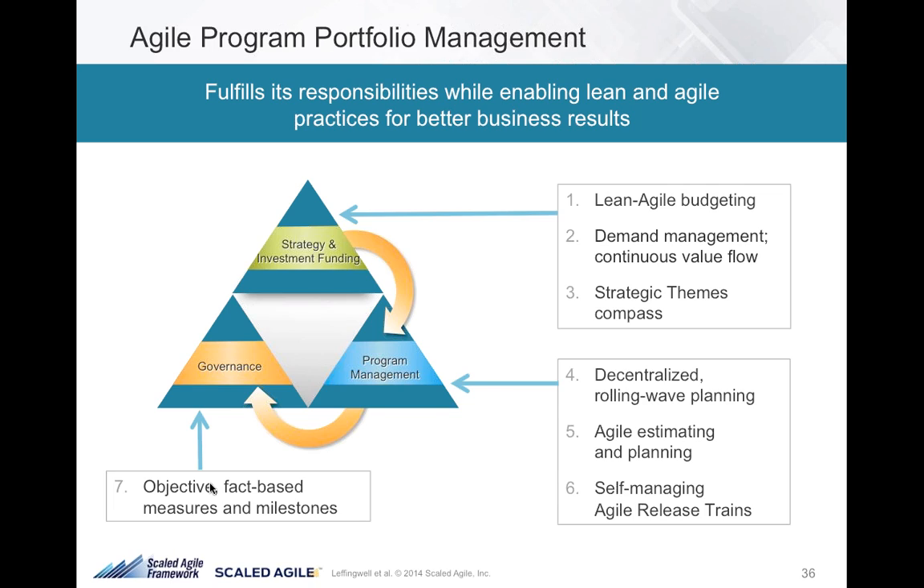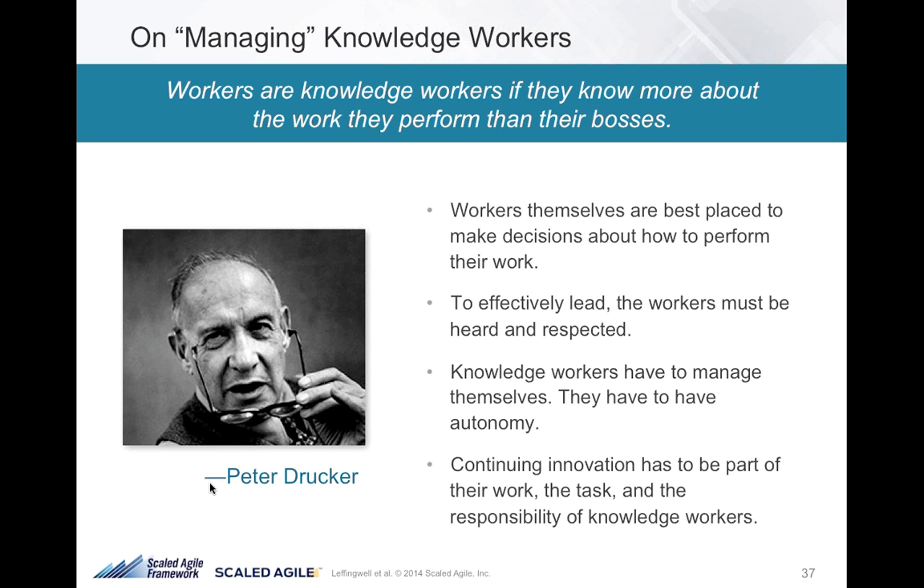Self-managing agile release trains, they know what their mission is. They have people that are empowered. They have budget authority, and they have the decision-making authority for content. And then lastly, governance, not based upon a report. Well, maybe it's a report, but that report contains objective, fact-based measures and milestones. And finally, the last topic here comes back to management and comes back to leadership.